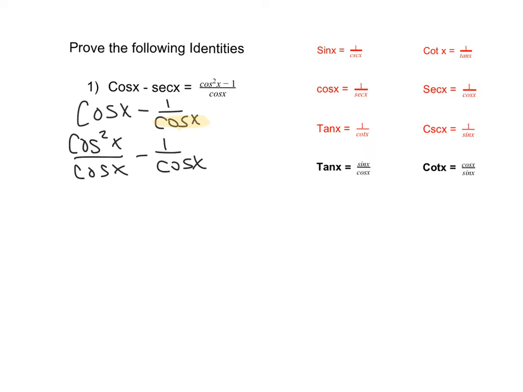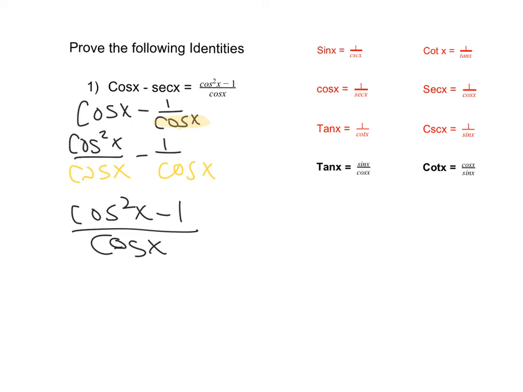Okay, now I'm going to look at that stuff. Since this is my common denominator, I can just put all the numerators together and hold it over cosine x, which will give me cosine squared x minus 1 all over cosine x. Which, if I look, is exactly what I was trying to get to. So I've just proved that identity.